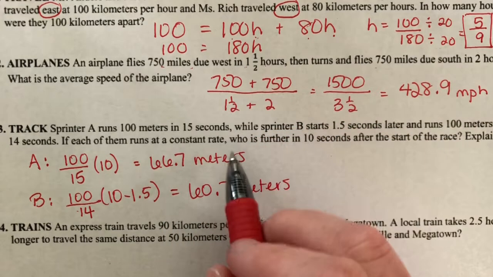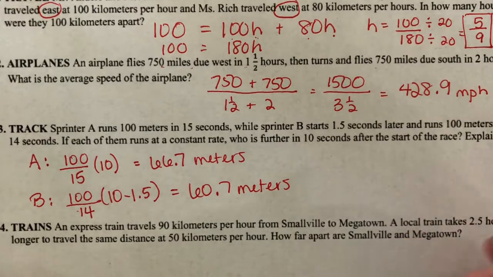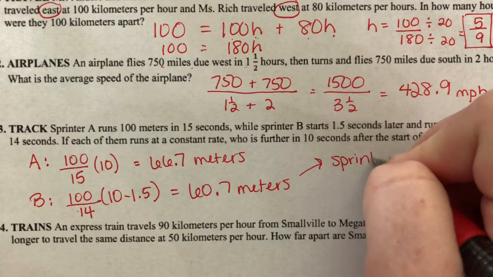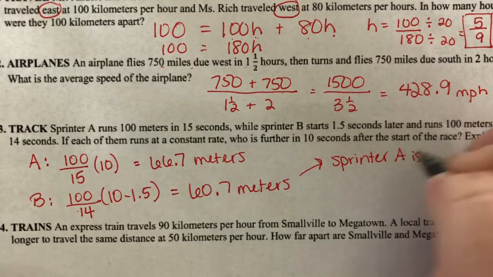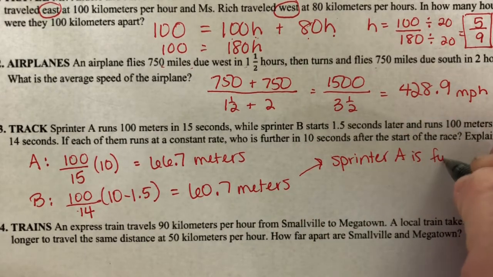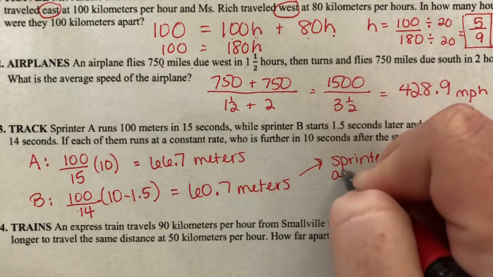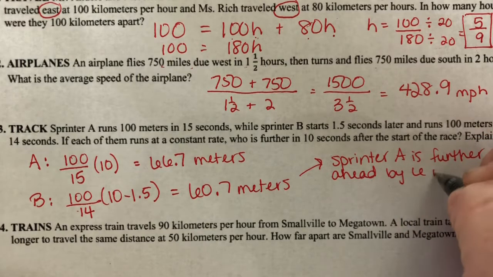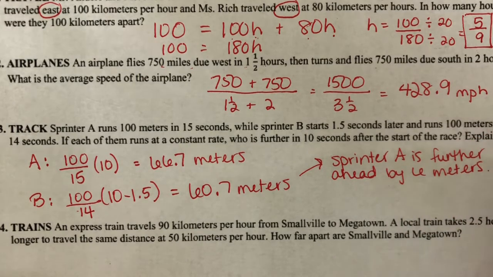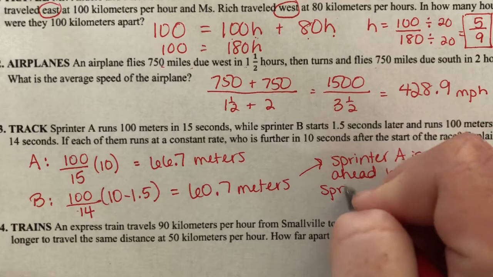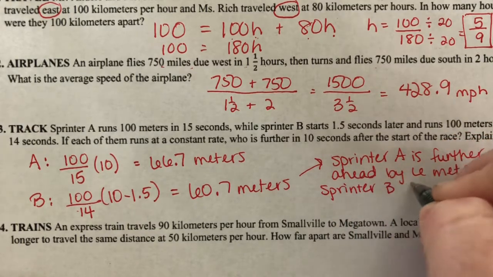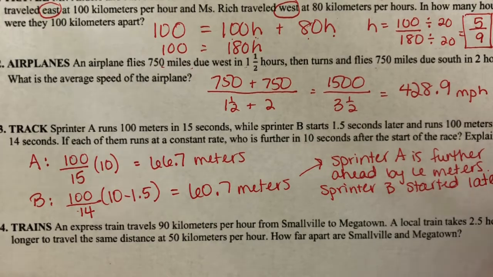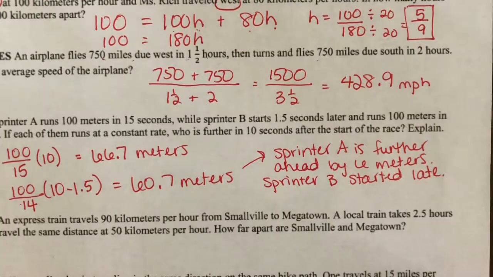So it said, who is further in 10 seconds after the start of the race? Explain. Sprinter A. I pointed the arrow the wrong way. Sprinter A is further ahead by 6 meters. Sprinter B started late. Right? That's all we have to say.